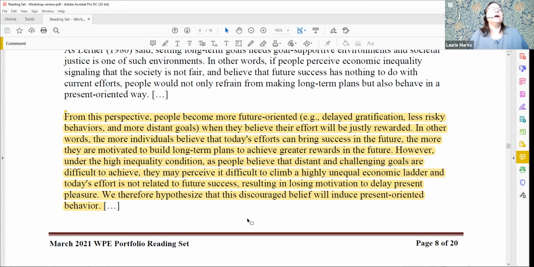However, under the high inequality condition, as people believe that distant and challenging goals are difficult to achieve, they may perceive it difficult to climb a highly unequal economic ladder. And today's effort is not related to future success, resulting in losing motivation to delay present pleasure. We therefore hypothesize that this discouraged belief will induce present-oriented behavior.